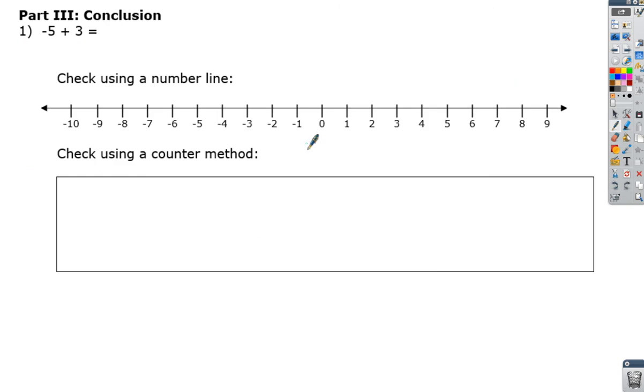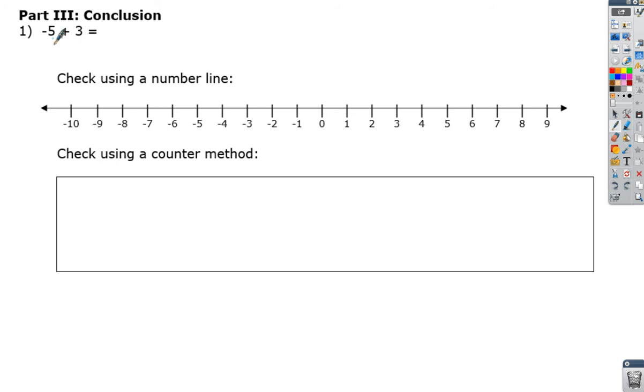So now I want you to do number 1, 2, 3, and 4 on your own. You are going to be doing counter models and number models. So I will help you. Actually, we're going to do number 1 together. You'll be doing 2, 3, and 4 on your own.